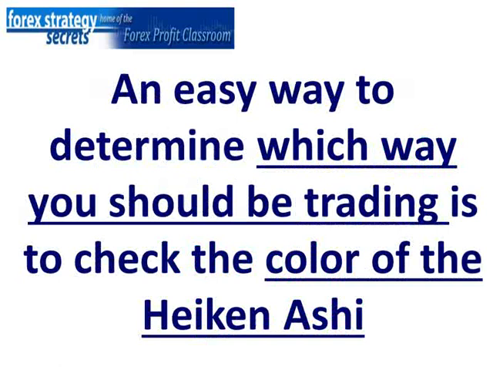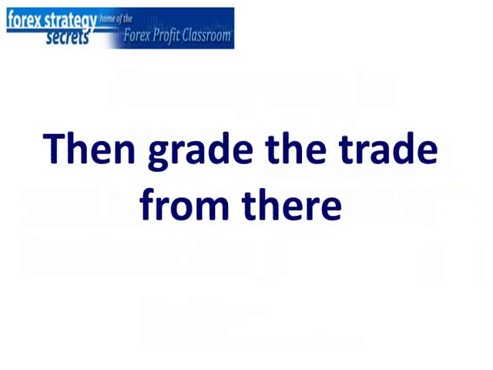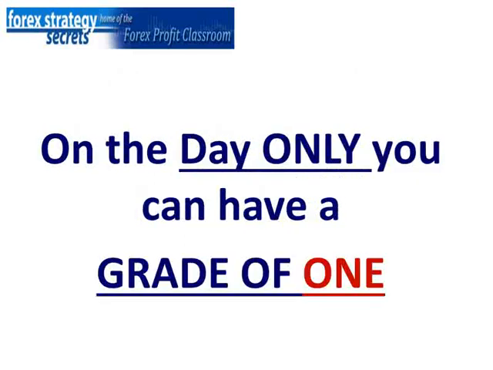An easy way to determine which way you should be trading is to check the color of the Heikin-Ashi. If it's red, or whatever color you're using, if it's a long color, you trade long. If it's a short color, you trade short on the day chart. Then you grade the trade down from there. So once you know what the trend is, you can go on in your trading day and just be trading in the direction of the trend.